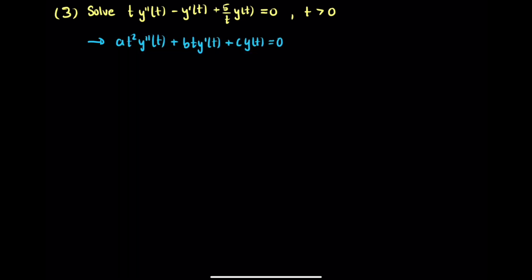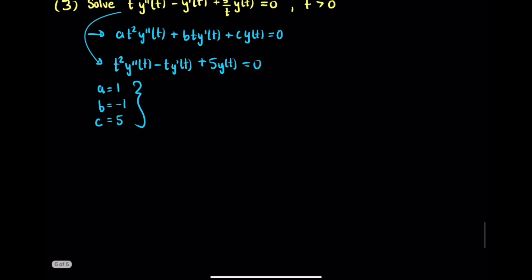So what we have to do is multiply everything by t. So that's t y double prime of t minus t y prime of t plus 5 y of t equals 0. As a result, A is 1, B is -1, C is 5.